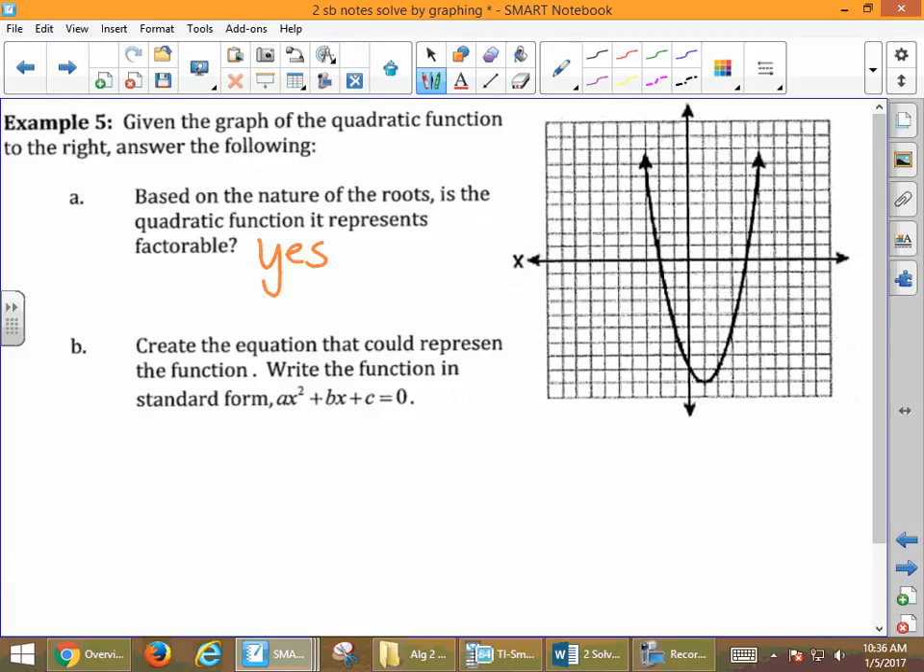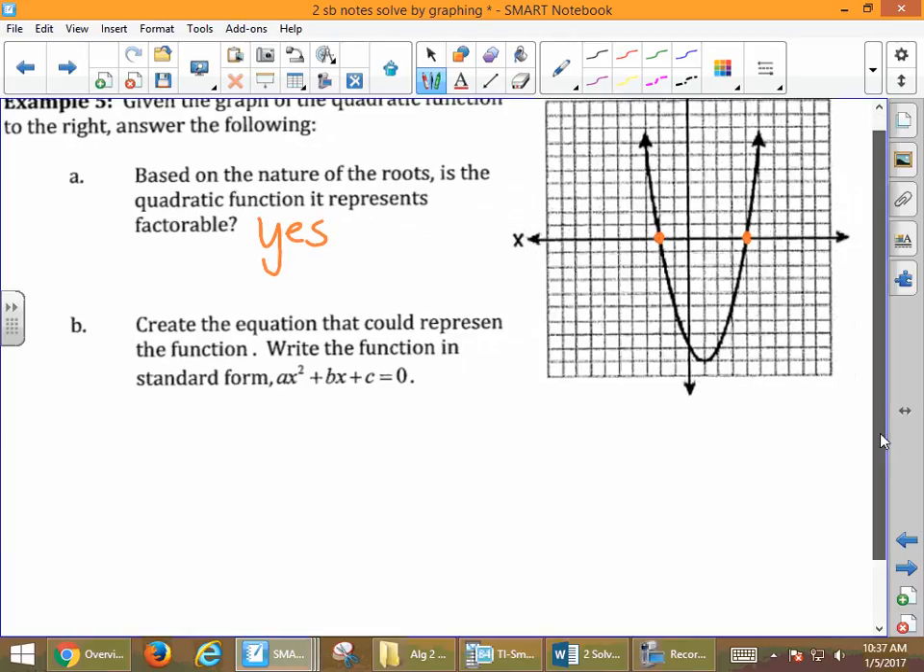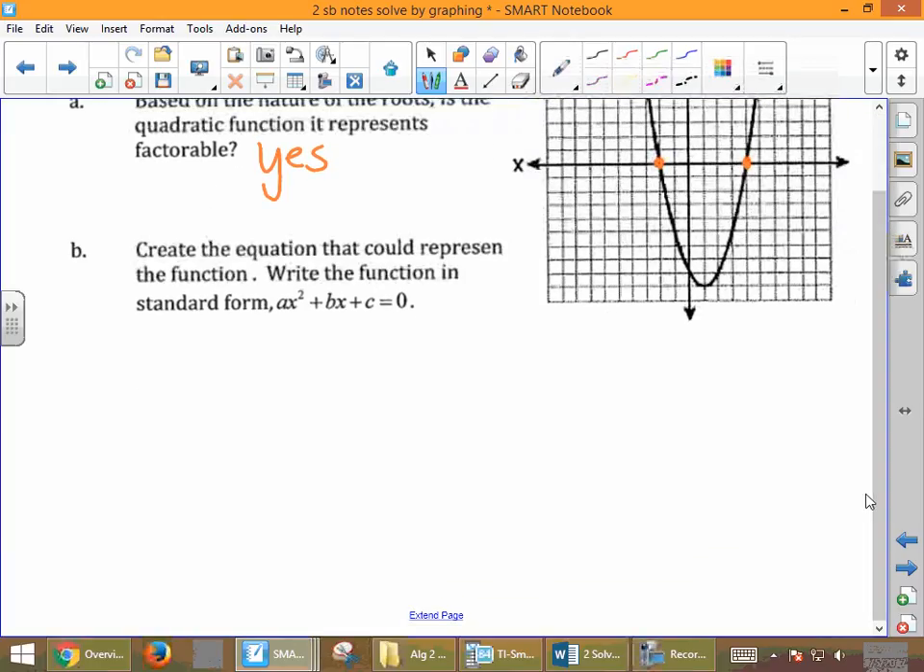And if we look really close here, what we see is that our graph crosses the x-axis here and here, where I just put those 2 orange dots. And in fact, we can identify those 2 orange dots as x equals -2 and x equals +4.